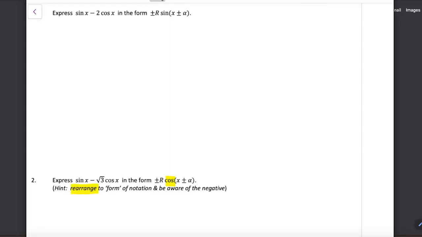Just be aware and perhaps rearrange the format, because at the moment we're starting with a sine x and we want to start with a cos x. That'll help with using the identity that we've got to form this. And also just be aware of the fact that in front of the cos x is negative root 3. So be aware of that negative. Pause the video and come back and check your answers.